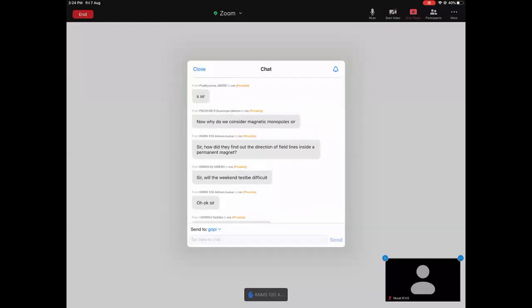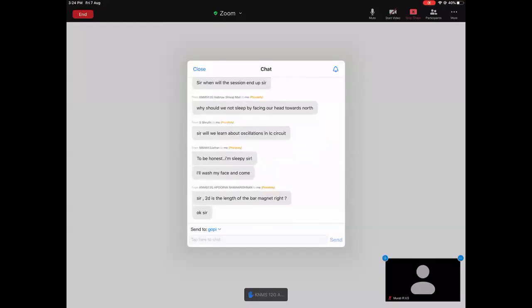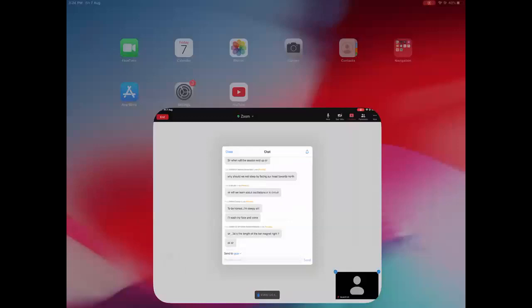How do we find out the direction of the field lines inside a magnet? Okay, I answered all those questions. So if you get this, then we can move ahead.